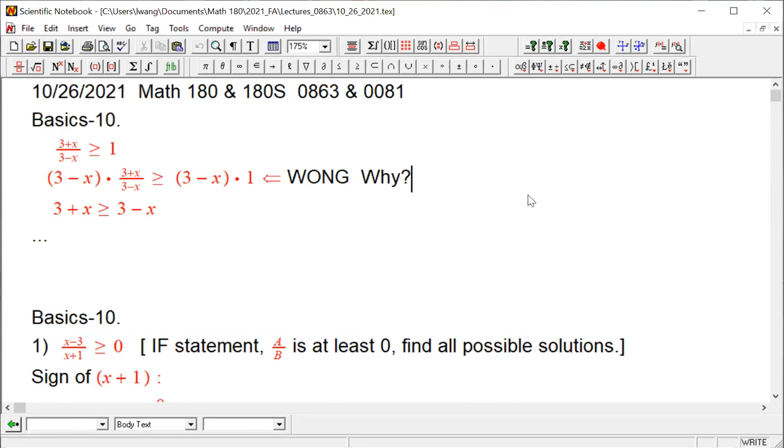But anyway, the reason it's wrong is because it's an or statement, right? I'm sorry? The reason it's wrong is because it's an or statement. No. Okay. It's not an or statement. It is an if statement. The reason is that we don't know the sign of 3 − x.